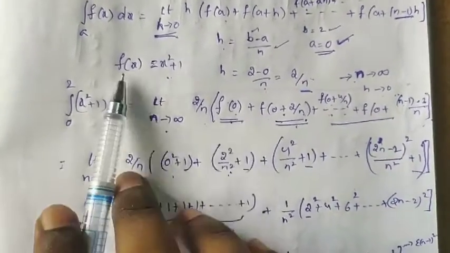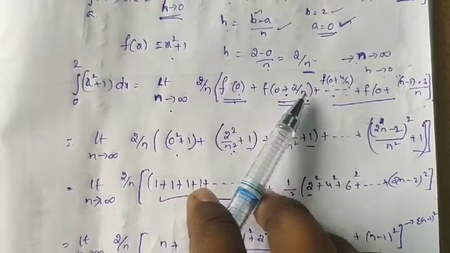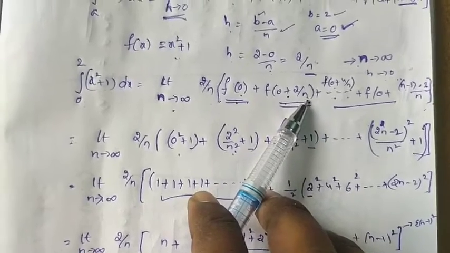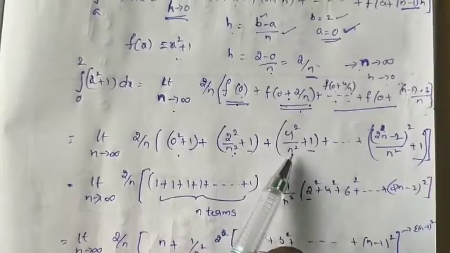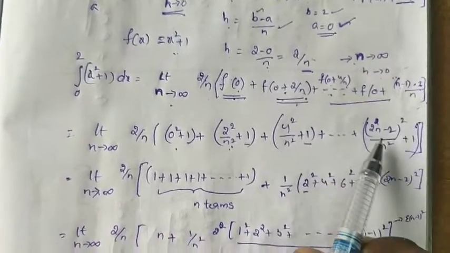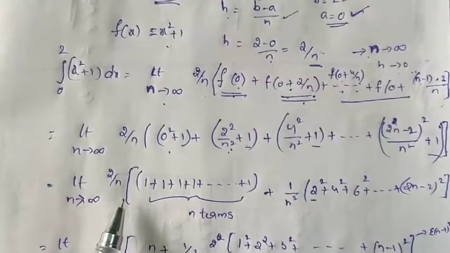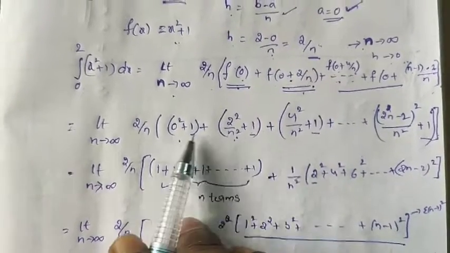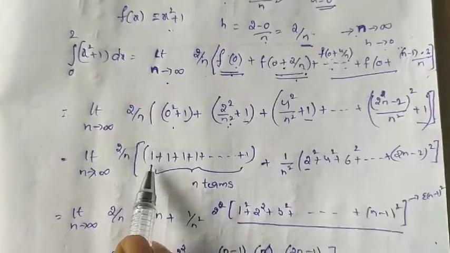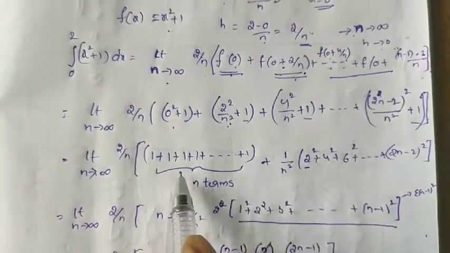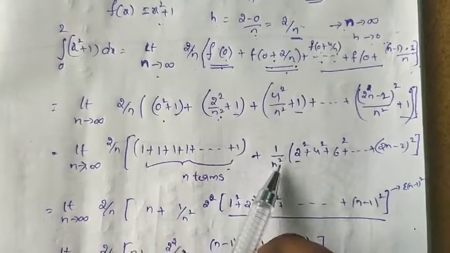Now substitute all the values in the function. 2 by n, f of 0 is 0 square plus 1, f of 2 by n is 2 square by n square plus 1, plus 4 square by n square plus 1 and so on, up to 2n minus 2 by n square plus 1. Now I am going to simplify it. All the ones from each bracket I am writing together, that is 1 plus 1 plus 1 and so on. How many terms? n terms. And from the balance I am taking out 1 by n square.